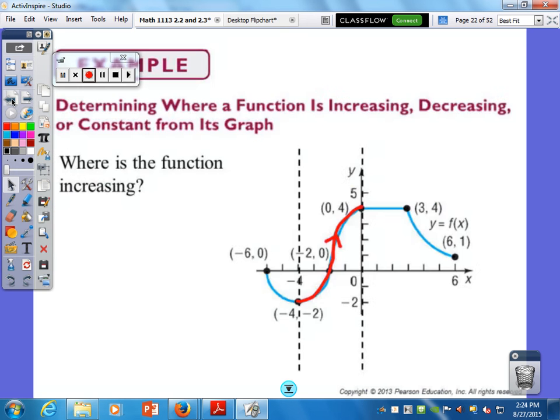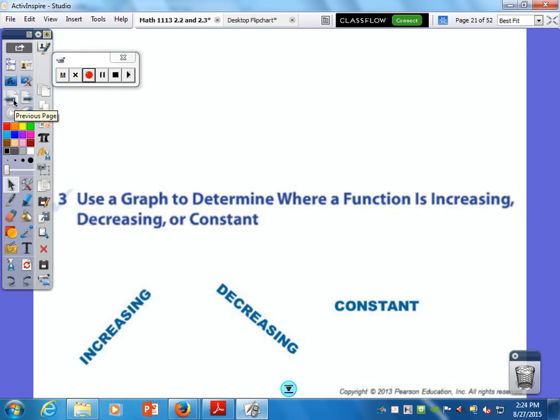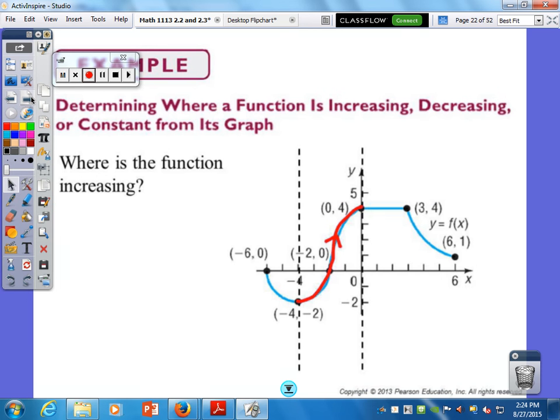Increasing, decreasing, or constant. This is like the slope. Positive slope, negative slope, zero slope. So we're going to talk about whether a graph is increasing over your x values, decreasing over your x values, or constant over your x values. So, where is the function increasing? This is just me showing a picture. This function increases where I have drawn it to be red.